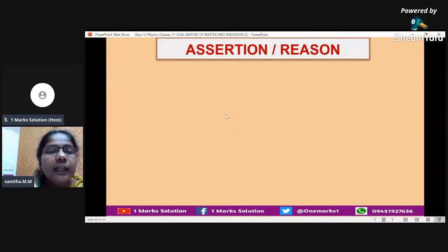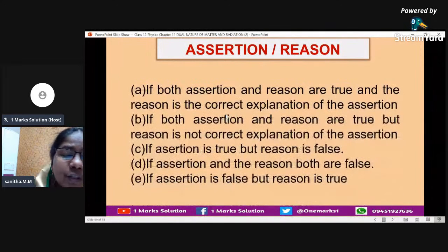Now we can go for the assertion and reason. Some of the important points you have to think about in assertion and reason: the first one we can say, if both assertion and reason are true, and the reason is the correct explanation of the assertion. That means there will be 2 statements they are giving. First we call the assertion and the second one is the reason. If both are correct and it is the explanation of the assertion, we can say option A. Second option, if both assertion and reason are true, but reason is not the correct explanation of the assertion, we can go for B.